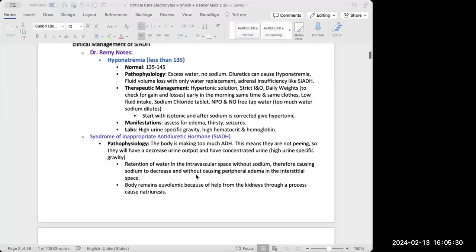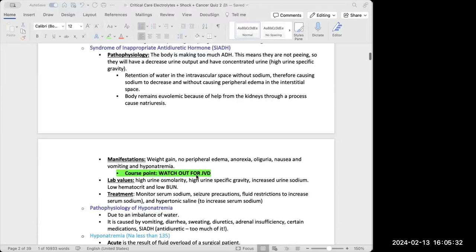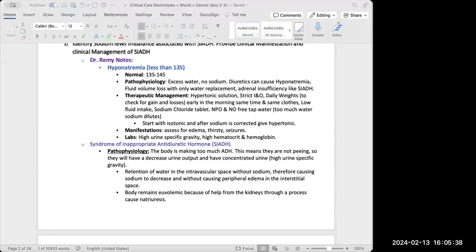I just wanted to point it out because I was watching a video on Archer a long time ago, and that's what they were talking about when it comes to SIADH and why it becomes very confusing, because it's like, oh, they have water retention, but they don't have edema. And that's because it doesn't leave the interstitial space. The only way you can have edema is if fluid goes into the interstitial space, and that's not what happens here.